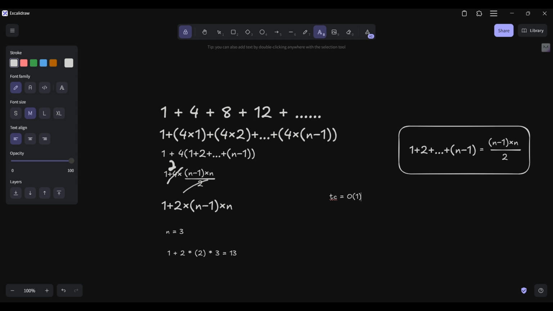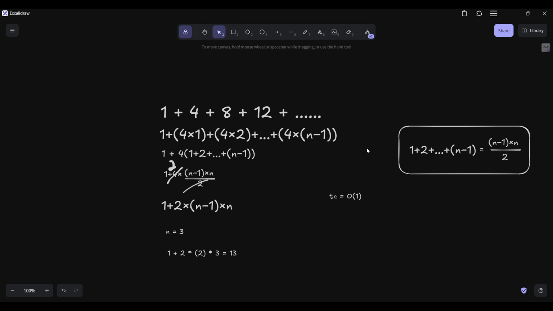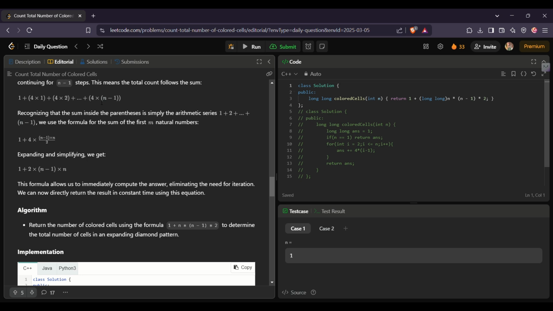The time complexity is big O of 1, and the space complexity is the same because we are not using anything. I will provide you both the codes in LeetCode and show you how they are working. Okay, so here's LeetCode. Here's the first code that I have written. Let's comment out this one and run it.